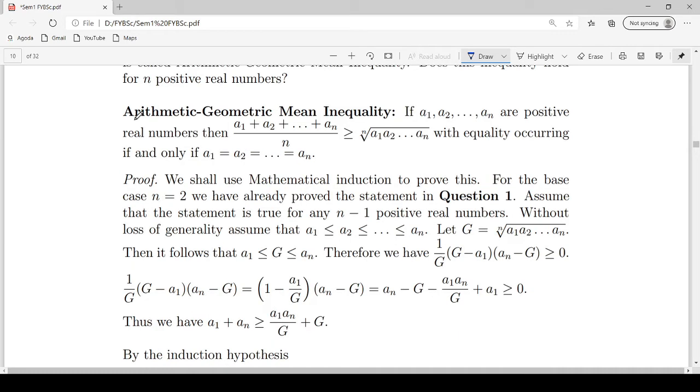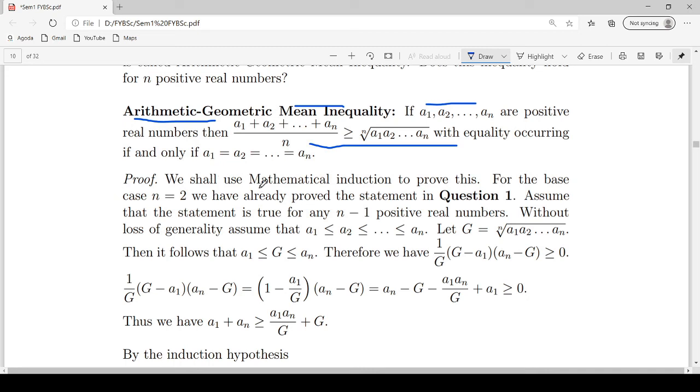So here you can see the arithmetic mean geometric mean inequality. If you have n positive real numbers a1, a2, an, then arithmetic mean, which is summation of a1, a2, an divided by n, is greater equal geometric mean, which is equal to nth root of product a1, a2, an. And equality will occur if and only if all these positive real numbers a1, a2, an are equal. Let's see the proof now.